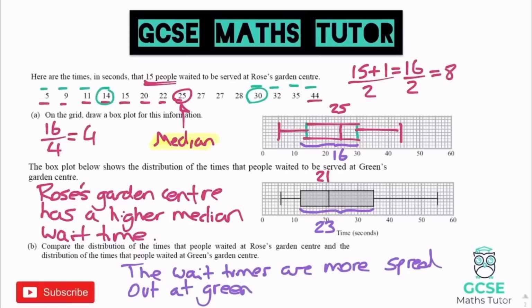You could even say shown by the interquartile range. But obviously thinking about what that means, it means that at Rose's Garden Centre, with 16 being the interquartile range, those times are a lot more compacted into the centre than at Greens, which are a little bit more spread out. There's an interquartile range of 23 between those time frames there, shown by the box plot. So there we go. That is our last little bit of comparison there. So always make sure you compare the median, and then always make sure that you compare the spread, which is shown by the interquartile range there.